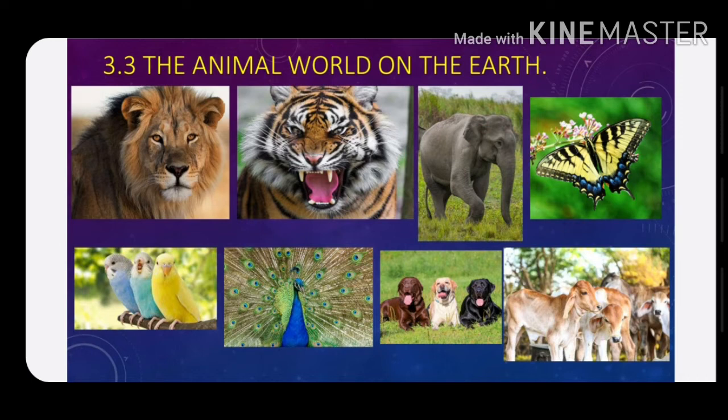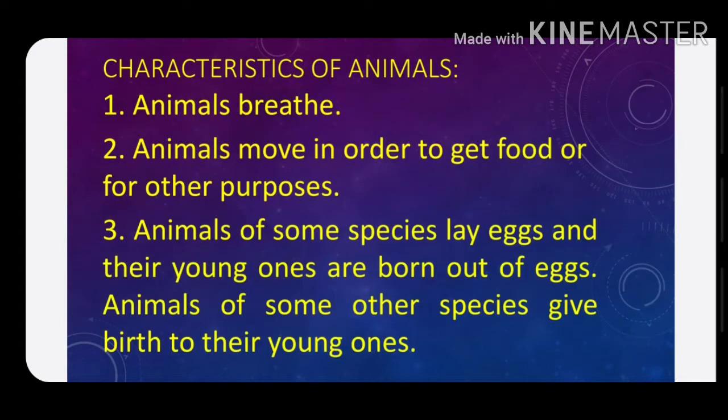The living world on the Earth consists of plants and animals. Here we shall take into account the animal world. The following are some of the main characteristics of animals. Animals breathe. Animals move in order to get food or for other purposes.